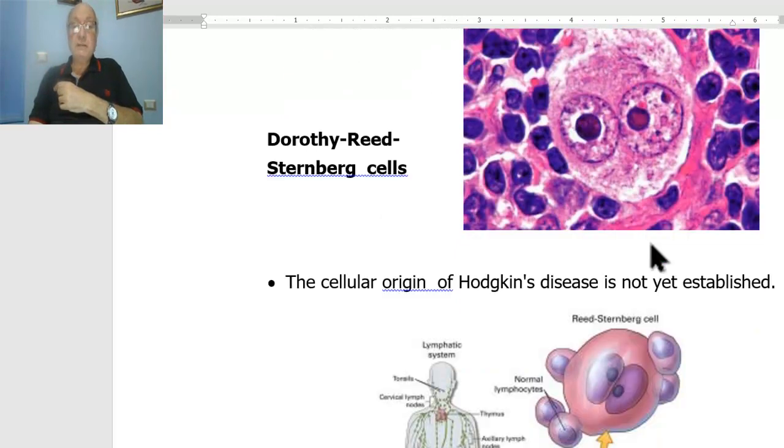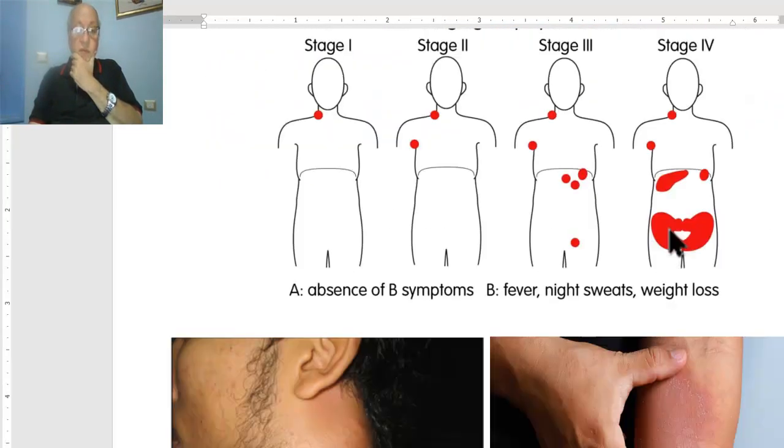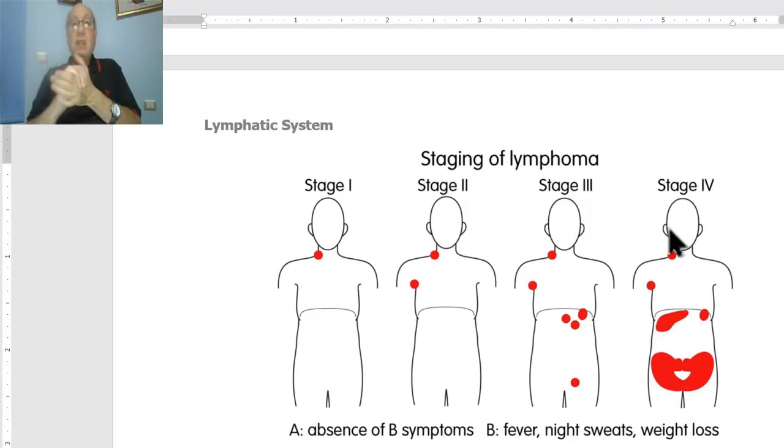What are the stages of lymphoma? Staging is very, very important in any tumor to show the prognosis and to show the proper line of treatment. Stage one of lymphoma is affection of lymph nodes in one anatomical region. Example, enlargement of lymph node in the neck only.